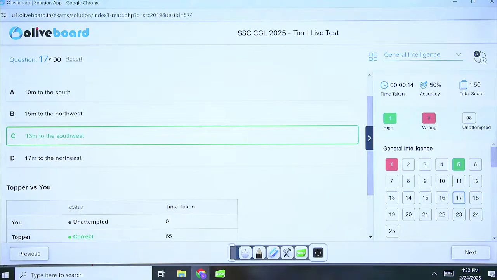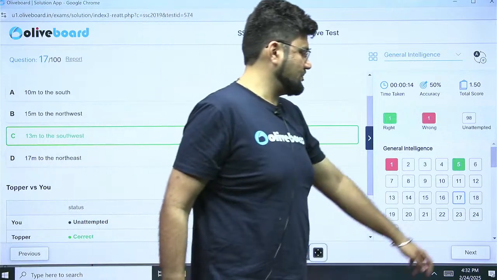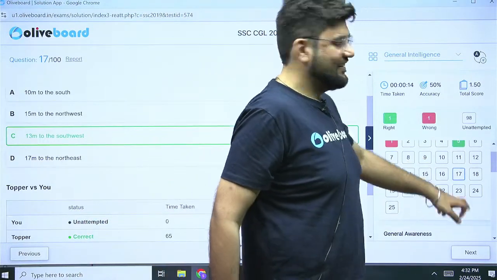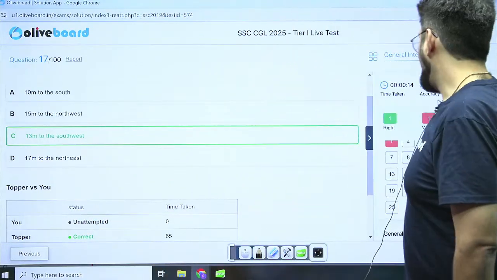That's the beauty of options, guys. Okay, most welcome. No issues. That's my job. You don't have to thank me. Clear? Anybody? If you have a problem, just let me know.